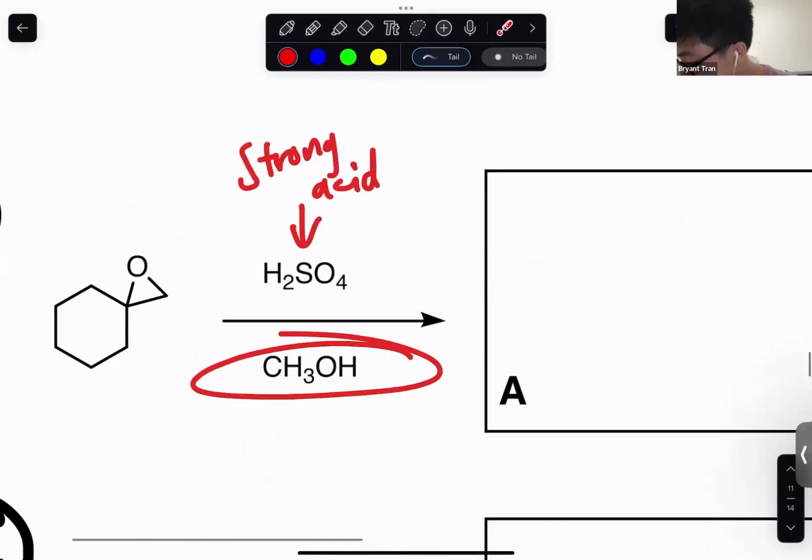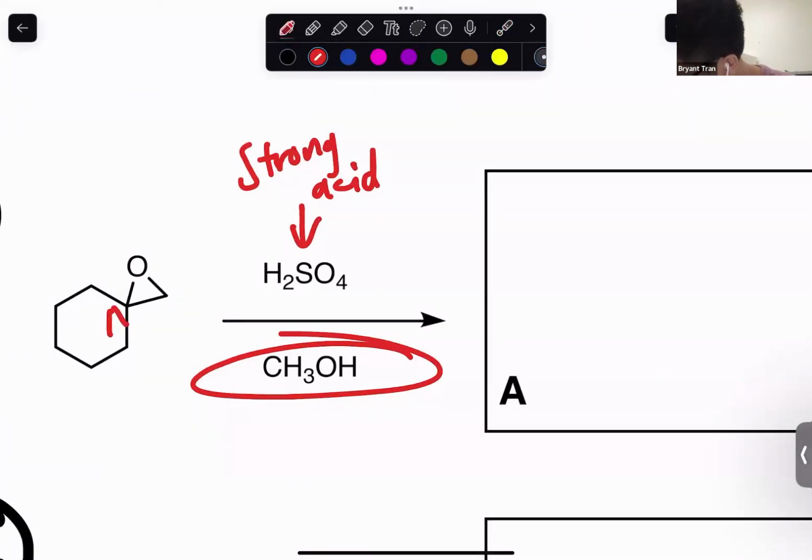Okay, and let's say this is carbon A and this is carbon B. Which carbon is more substituted? Carbon A. Yep, carbon A, correct.